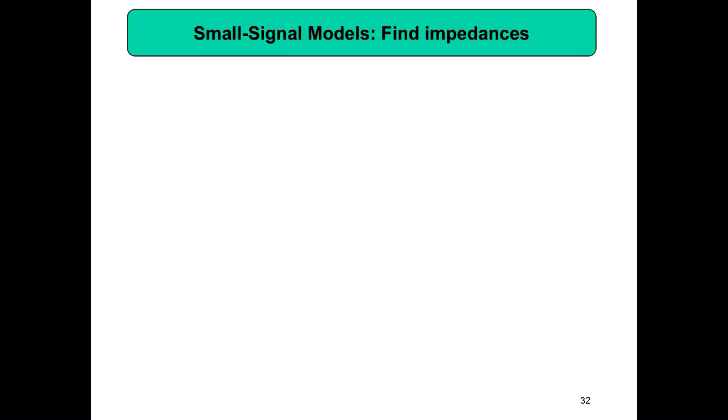Then I think maybe we should go to the problem. Maybe before the problem, I would like to ask you this question. Small signal model, find impedance. For this MOS transistor, you have a drain, gate, source, and then I put here Rx. So my question is, how will you find out the impedance when you look from here?